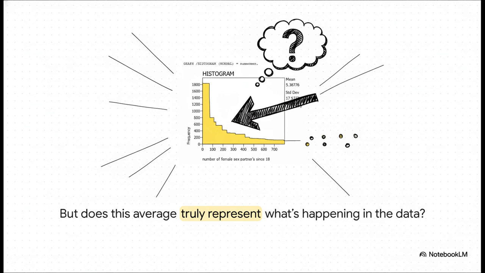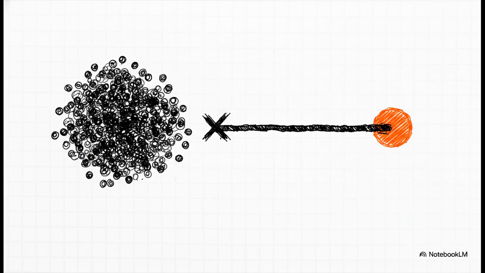So what is happening? The villains of our story are outliers. These are those really extreme data points that are so different from everybody else, they can literally grab the average and pull it way over in their direction. It's like a statistical game of tug of war, and one or two really strong outliers can drag the mean away from where most of the data actually is.